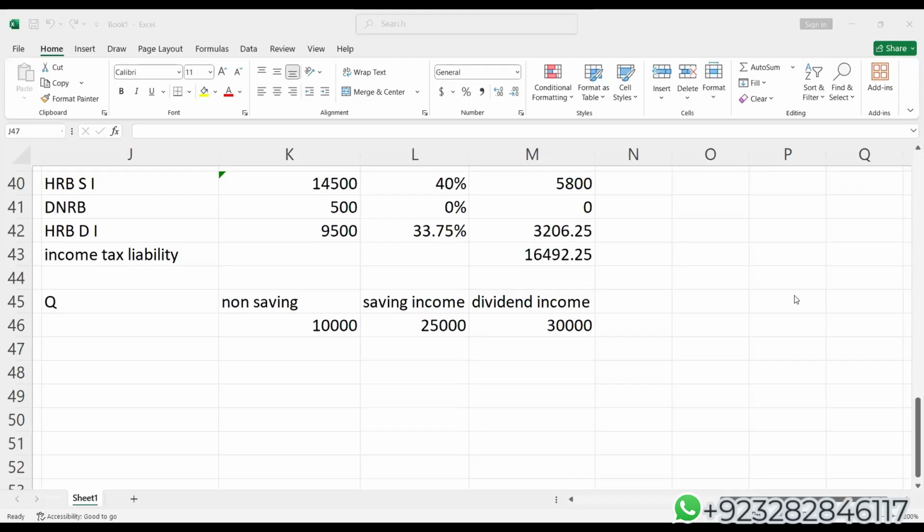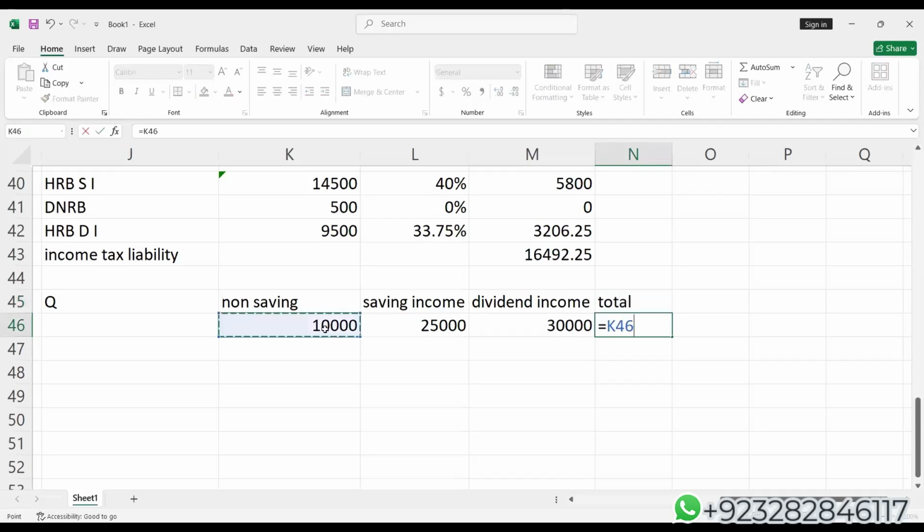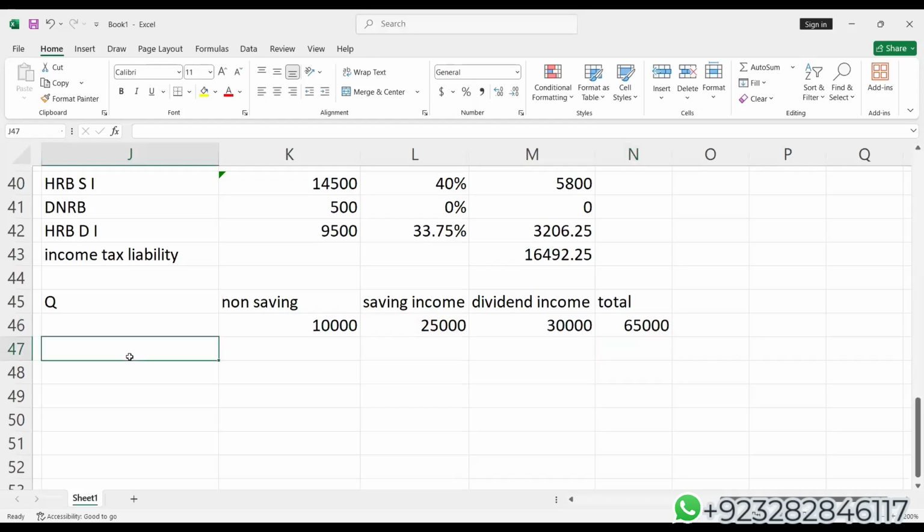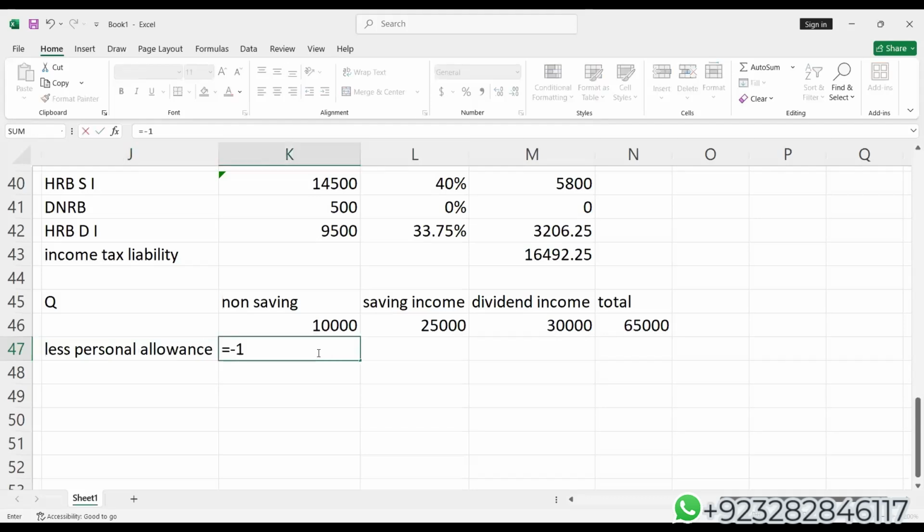Okay, students, now let's try together. Let me just add one more column: Total. Personal allowance, of course, I'll deduct from the non-saving income first. Less personal allowance. 10,000 from here.